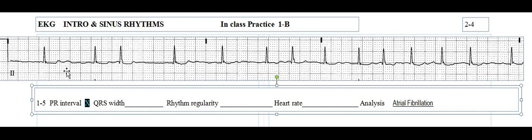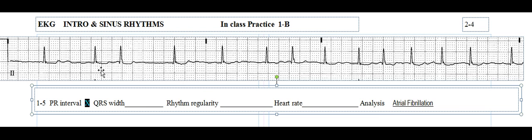QRS duration, you want to make sure that you get the whole QRS. There's a little bit of a Q here, and the sloping line counts. So that would give us approximately, I think it's a 0.08 is what I got. 0.06 is what I got.